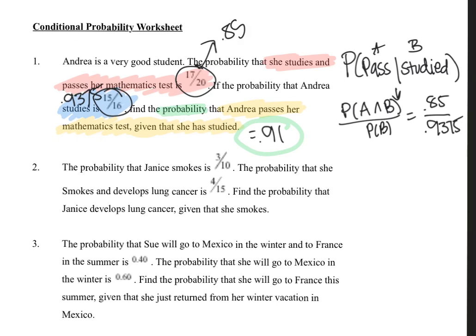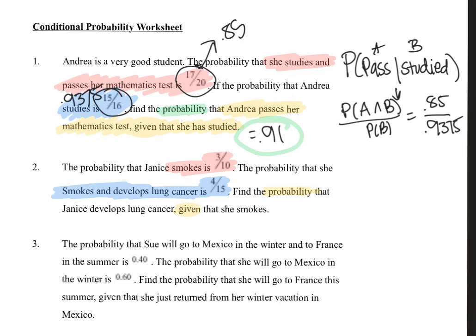Okay, the second one. The probability that Janice smokes is 3 out of 10. Smokes and develops lung cancer is 4 out of 15. And our question says, find the probability that Janice develops lung cancer given that she smokes.